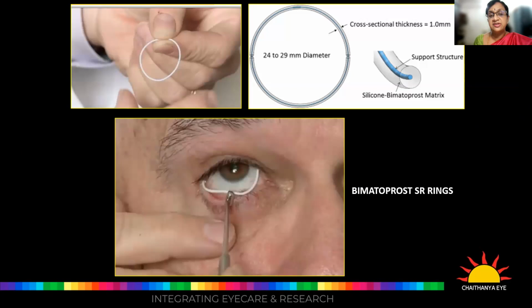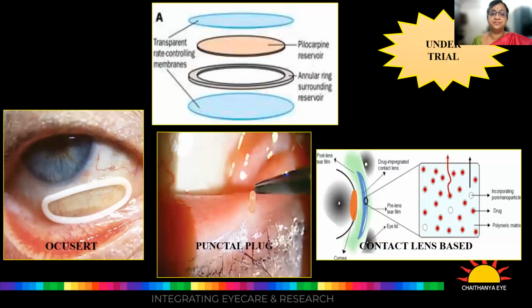Next drug delivery system is the bimatoprost impregnated annular rings, which can be inserted into the palpebral fissure, into the superior and inferior fornix of the conjunctiva. And they are polypropylene and silicone bimatoprost matrices of diameters of 24 to 29, which you can choose. Now, they're also only undergoing phase 3 trials, and they elute the drug with the concentration keeping on coming down for about 6 months.